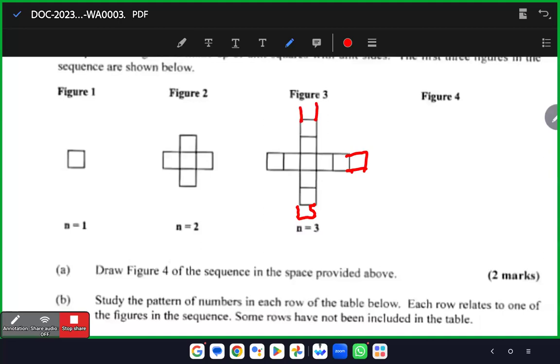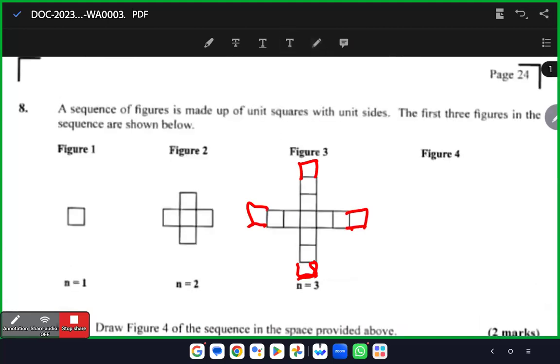And we would have another square there, and another square there. Essentially, this is what figure 4 would look like with the addition of the red squares. Remember now, CSEC is not marking you for drawing. What they want to know is that you're able to come up with a figure that flows in the sequence. All right. So that would have been our first 2 marks.